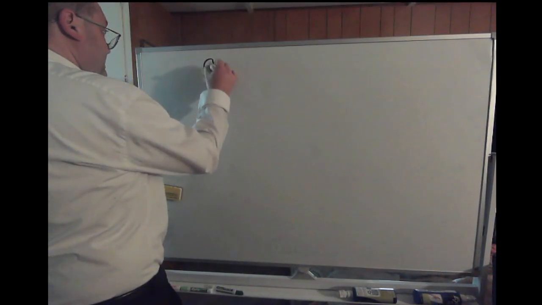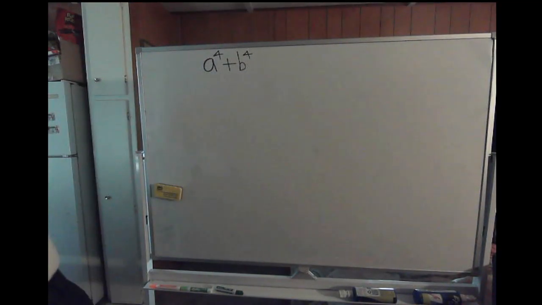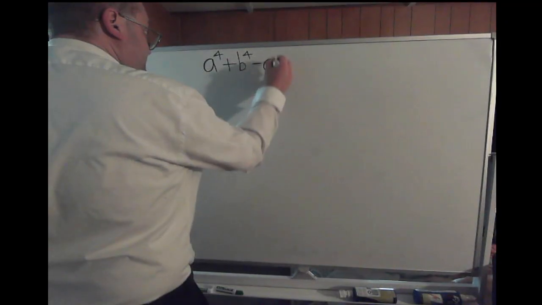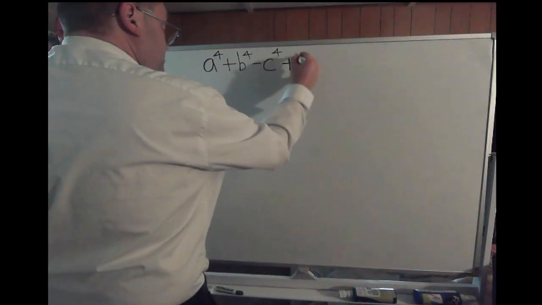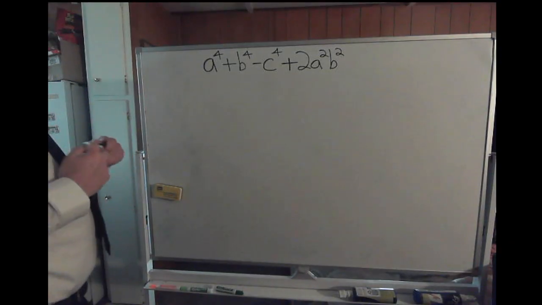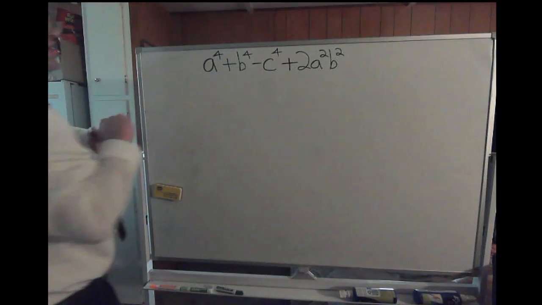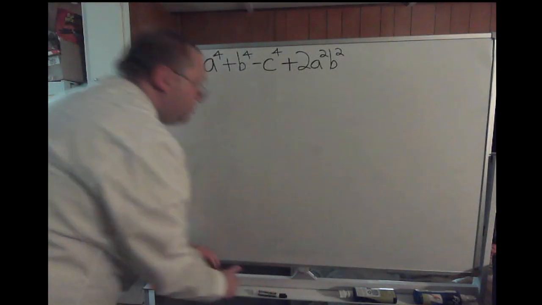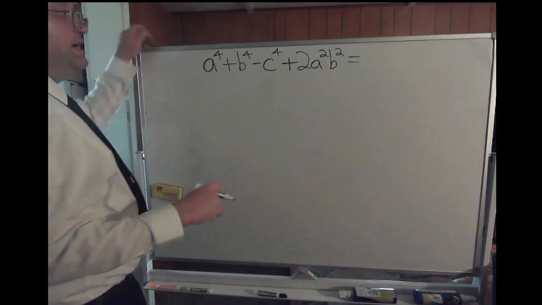You've got to look at the pattern. We have a to the 4th plus b to the 4th minus c to the 4th plus 2a squared b squared. Well, if we look at the pattern here, we do have an a squared b squared term. It looks like we can actually have another perfect square trinomial, or a binomial square, whatever you want to say. It looks like your c to the 4th is the odd man out.